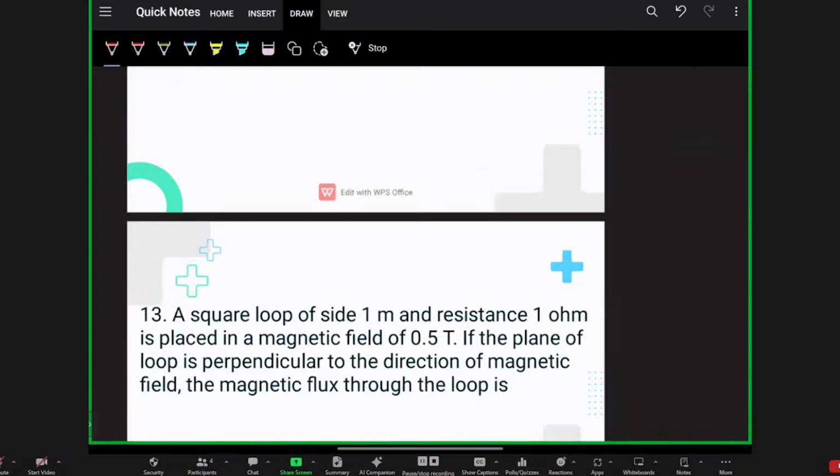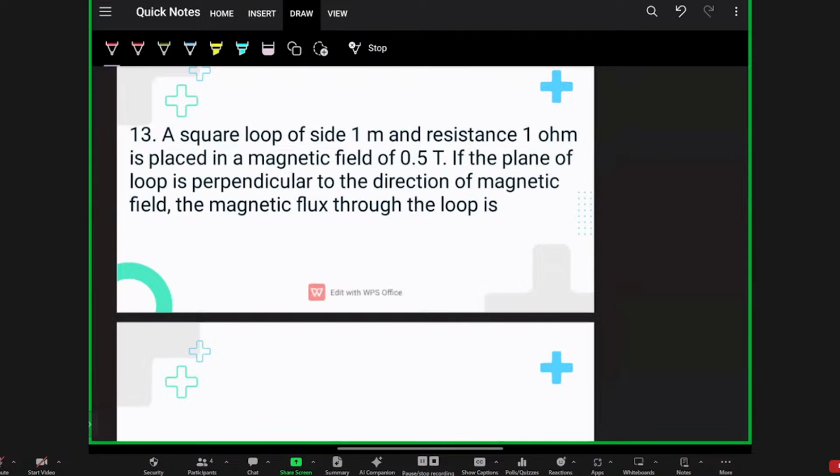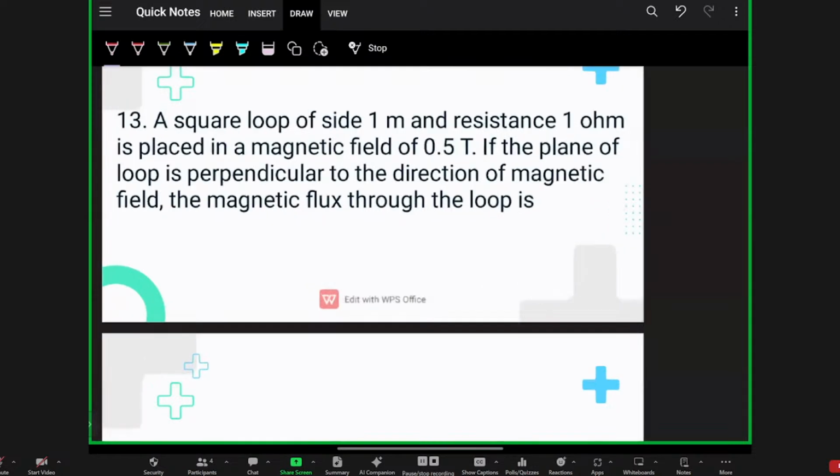Let me move to the next question. This is again a very simple question. This is from previous questions, I guess. See, we have a square loop of side 1 meter and a resistance of 1 ohm placed in a magnetic field of some Tesla. The plane of the loop is perpendicular to the direction of the magnetic field. The magnetic flux.